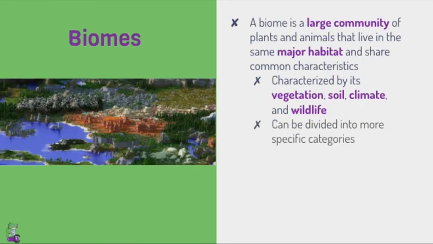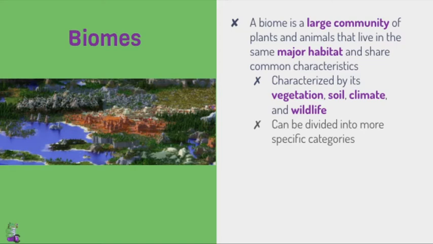So next up we have our biomes. Ecologists also study biomes. A biome is a large community of plants and animals that live in the same major habitat and share common characteristics for the environment they exist in. Different biomes can be found all over the world and are distinct biological communities that have formed in response to a shared physical climate. Biomes are characterized by their vegetation, which is their plant life, their soil, their climate, which is like their weather, and their wildlife.